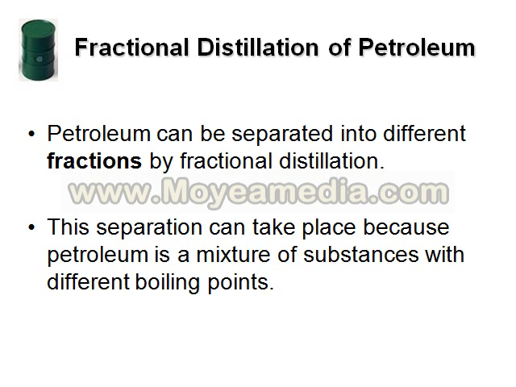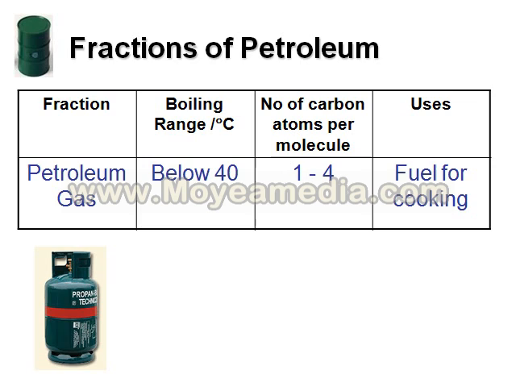Now we talk about fractional distillation of petroleum. Petroleum can be separated into different fractions by fractional distillation. This separation can take place because petroleum is a mixture of substances with different boiling points. In fractional distillation of petroleum, we get different fractions of petroleum due to different boiling points.